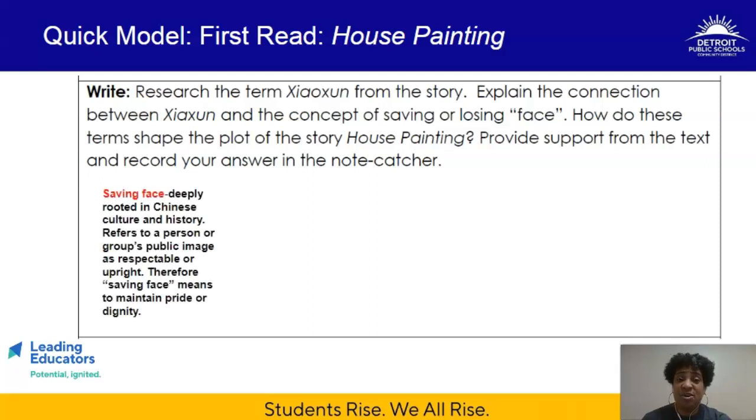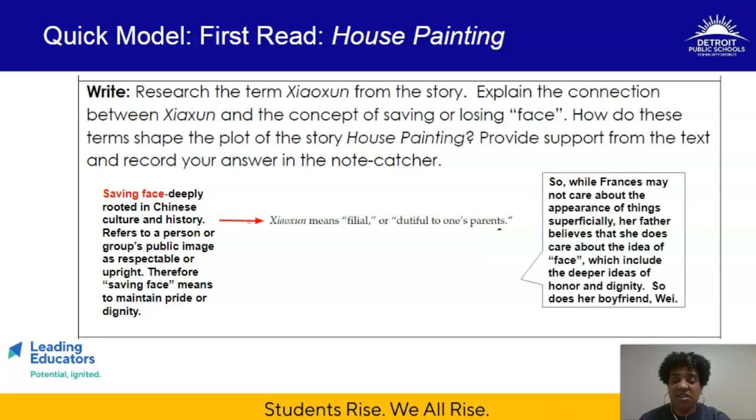So first and foremost, go back to your annotations, the one we did in the first read, in the first part of the story, and our definition of face and saving face, right? So we know that it's a deeply rooted Chinese cultural term and historical term that refers to a person or group's public image, or this idea of being respectable and upright. So therefore, saving face means that you are protecting or maintaining the pride and dignity of a person or group, in this case, a family. If you remember, Xiaoxun means filial or dutiful to one's parents.